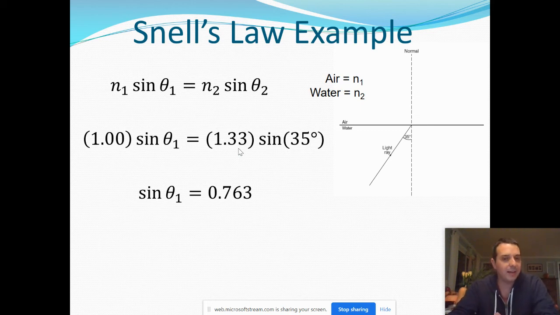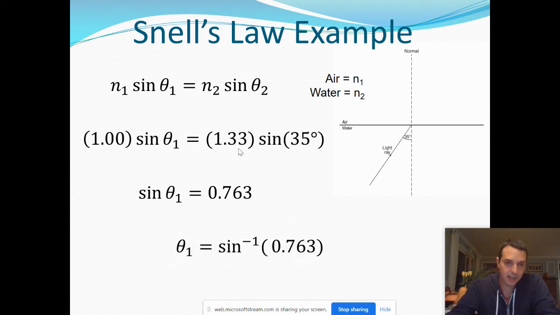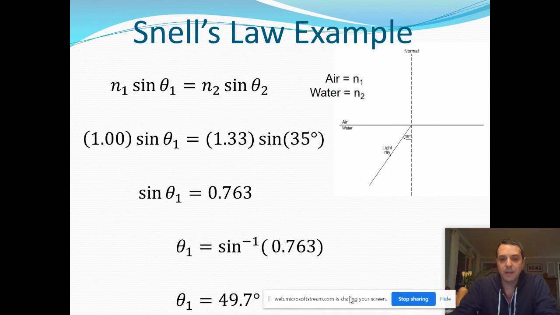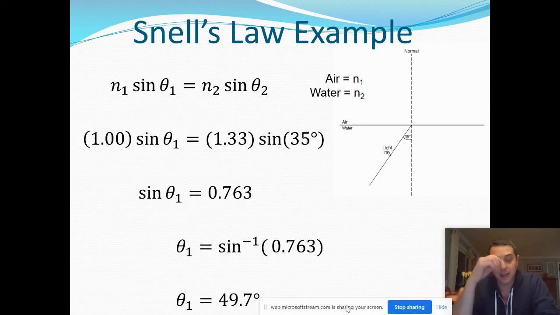Now this is not the end of it. We have not found the angle, we just found what sine theta, or sine of the angle, is equal to. Now we need to isolate the angle itself, so we have to take the inverse function of sine, and we can figure out that theta 1 is going to be equal to the inverse sine of 0.763. So as soon as you get that sine theta equal to some number, you have to take the inverse function of that number to isolate theta itself. And when you take the inverse sine of 0.763, you find an angle of 49.7 degrees.